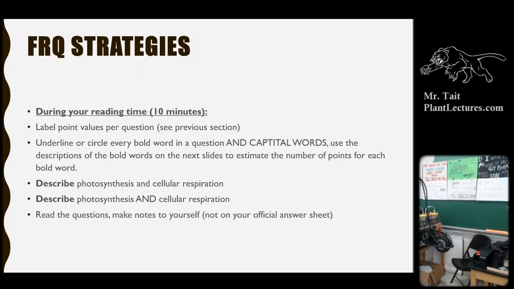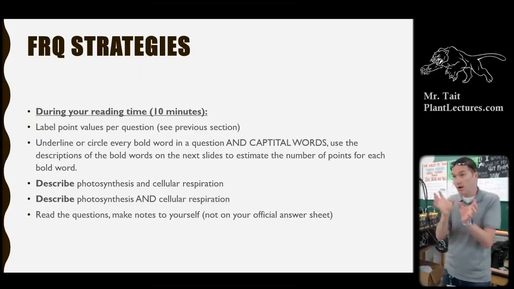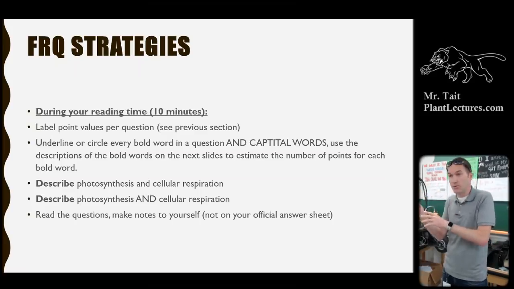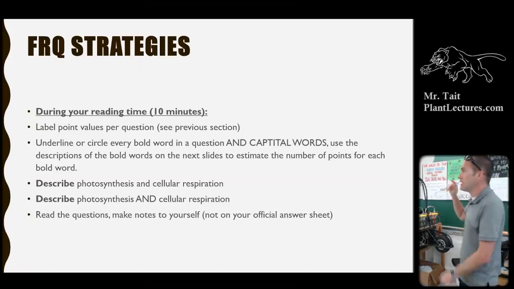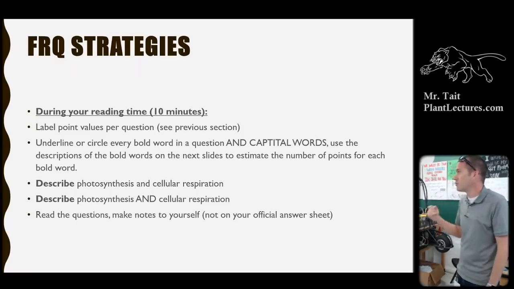During your reading time, this is what you should do. You should label the point values. As of last year, they put the point values on the questions for you. So they said, question 1, 10 points. Question 2, 10 points, right? That's awesome. Now you don't have to do that. The next thing you should do is underline or circle every bold word in a question and the capital words.